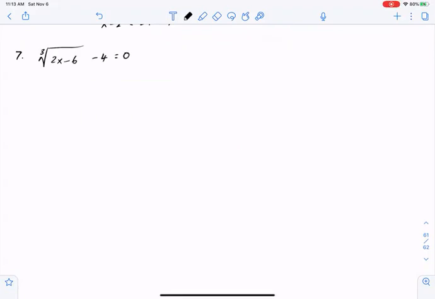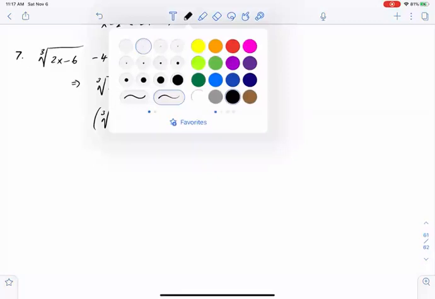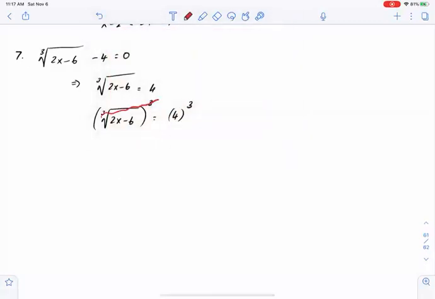Here is another example. So I'm going to move the number to the other side. So 4, going to raise both sides to the power of 3. So we're cubing on both sides. The root and the cube will get cancelled.